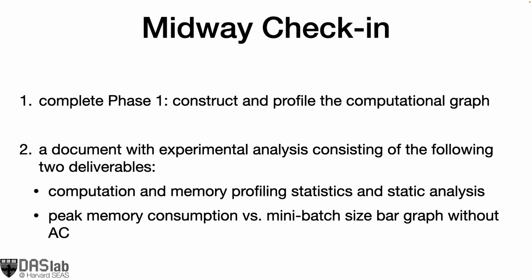Phase 1 basically means that you should be able to construct the computational graph and profile the memory and time consumptions of each node in the graph. And then, when you do the mid-level check-in, we expect that you can come with a document with the following 2 experiments. The first one is that you can show us the statistics that you ran and collected during experiments. And second, we expect you to get the peak memory consumption versus the mini batch sizes without activation checkpointing. So we can use this as a baseline to compare with the version that we have with activation checkpointing.